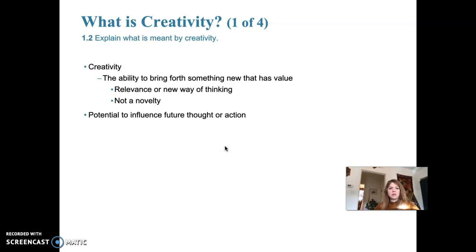So moving on, we're going to talk about creativity a little bit. What is creativity? It's the ability to bring forth something new that has value. It has relevance. It's a new way of thinking. And it's an important skill that's highly desirable in many different areas of our lives. But in this class, we're mostly talking about artistic creativity. But there are other forms of creativity, right? And it has the potential to influence future thought or action.